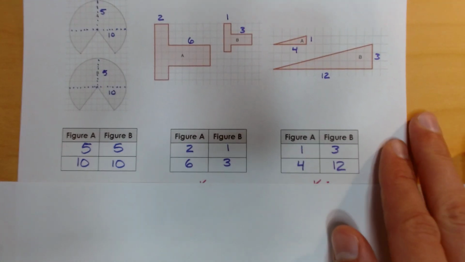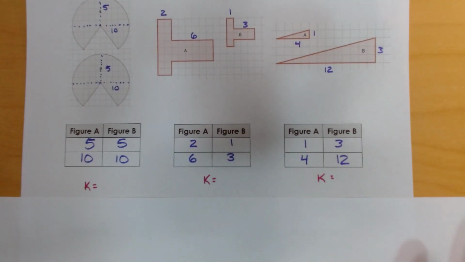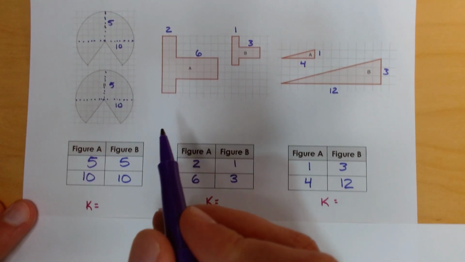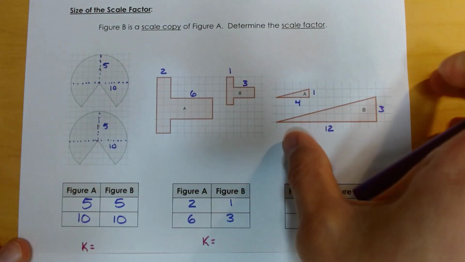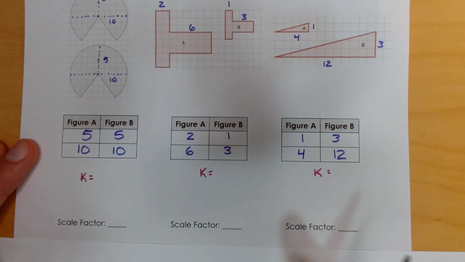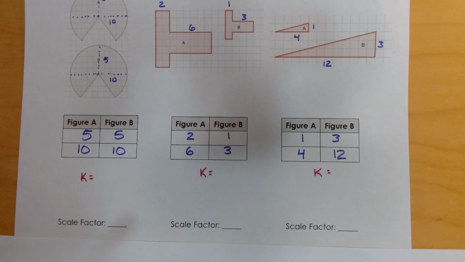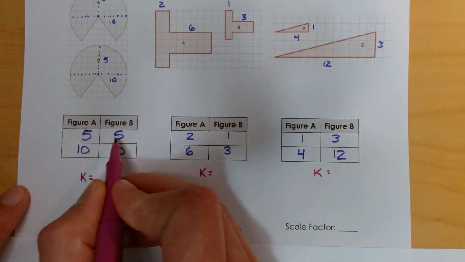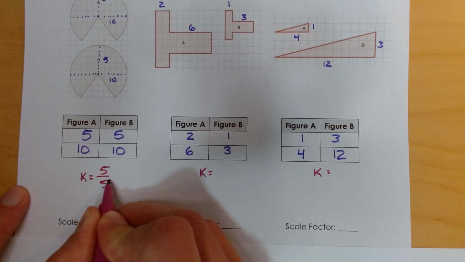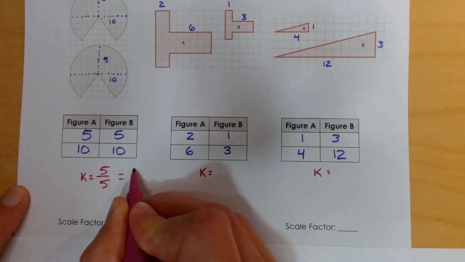And what I'm going to do now is find the scale factor. So let's take a look at our first one here. I can pick any row I want from my table to find the scale factor because in our problem it told us that these are all scale copies. So no matter which row I choose, I'll end up with the same scale factor. So let's do it. I'll take the top row here and I'll do 5, which is my scale copy side, divided by 5. That gets me 1.